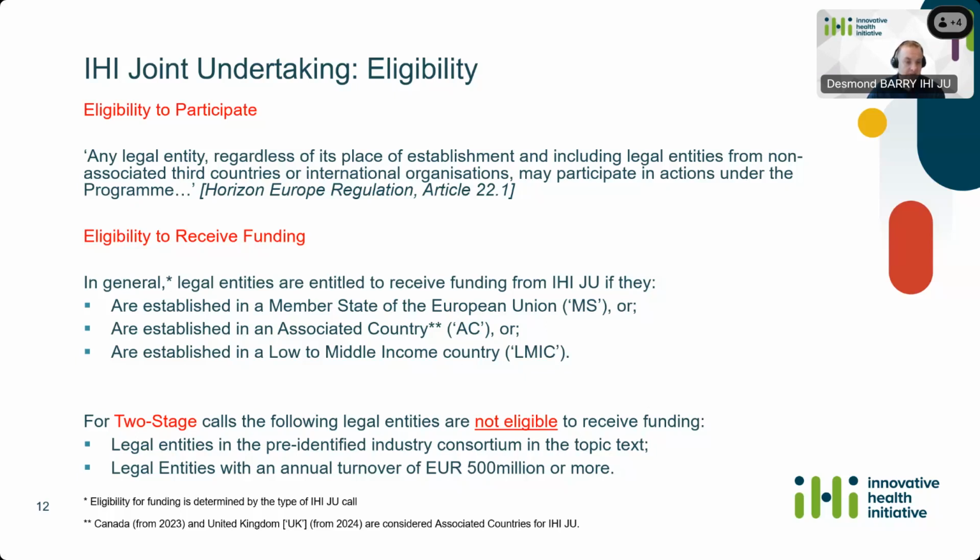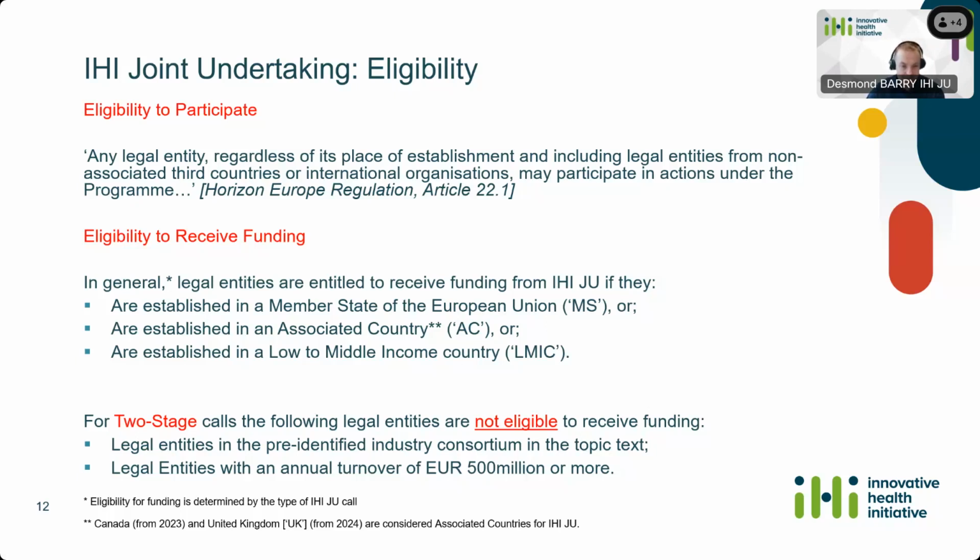Basically, if you're coming from any of those countries, we would have a presumption that, bearing in mind the exception I'm going to come to, you should be able to receive funding from IHI if you're a member of the applicant consortium. As you can see in the next paragraph here, this is where we just start drawing a couple of clarifications. As Alessandro said, this is a two-stage call, and the characteristic of the two-stage call is that in the topic text, we identify the pre-identified industry consortium. All the industry members who are in the pre-identified industry consortium are listed in the topic text.